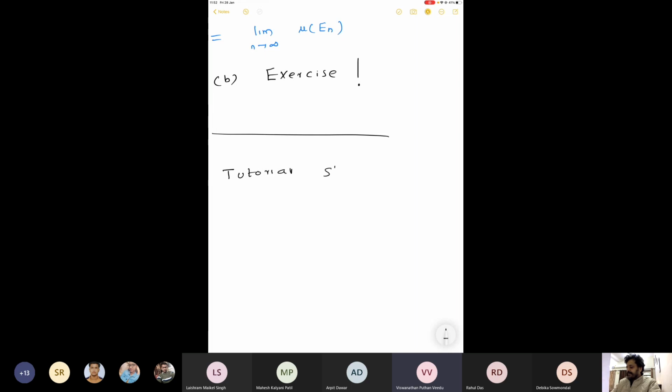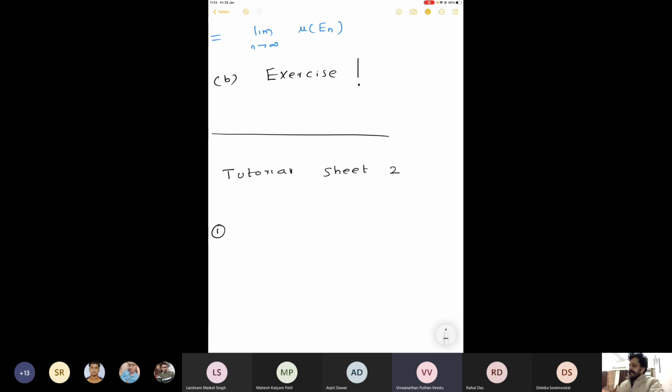Tutorial sheet 2 is mainly on outer measure, Lebesgue outer measure, and measurability, which we just introduced in the last lecture. We have not done much on measurability, but the first few problems are on outer measure. So forget about sigma algebra, general measure and so on. Now we are in R and we are with the Lebesgue outer measure.